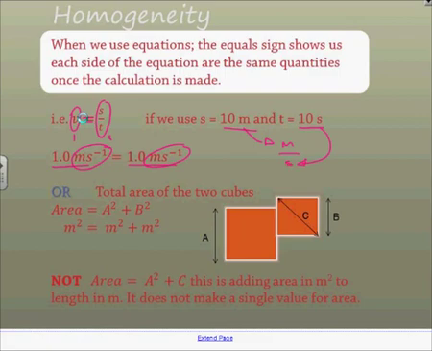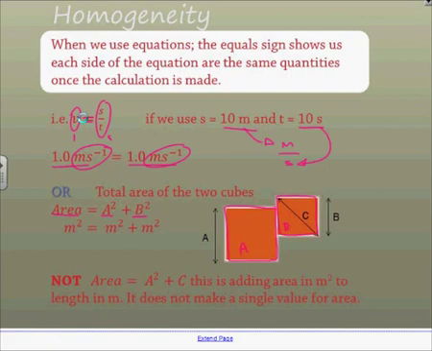Now, another way of looking at it is, let's say we've got 2 squares. We've got one square there, and there are some dimensions on it. A is the height of square A, and B is the height of square B. For me to find the total area, I must add the two areas. So length A squared plus B squared.